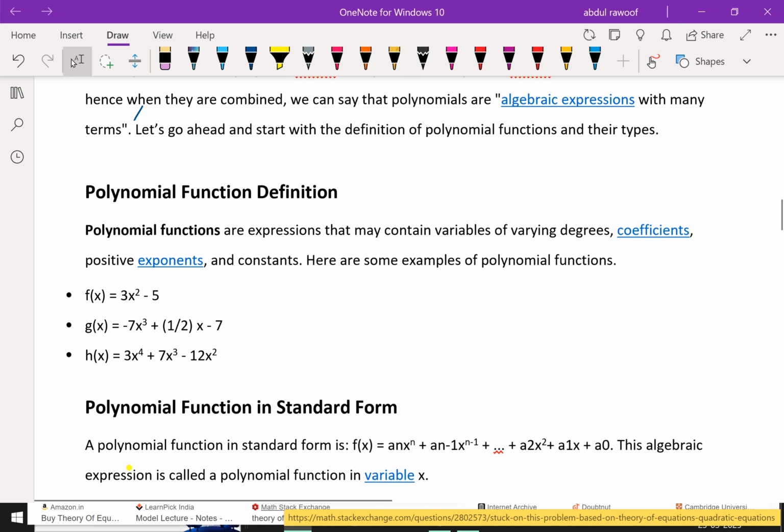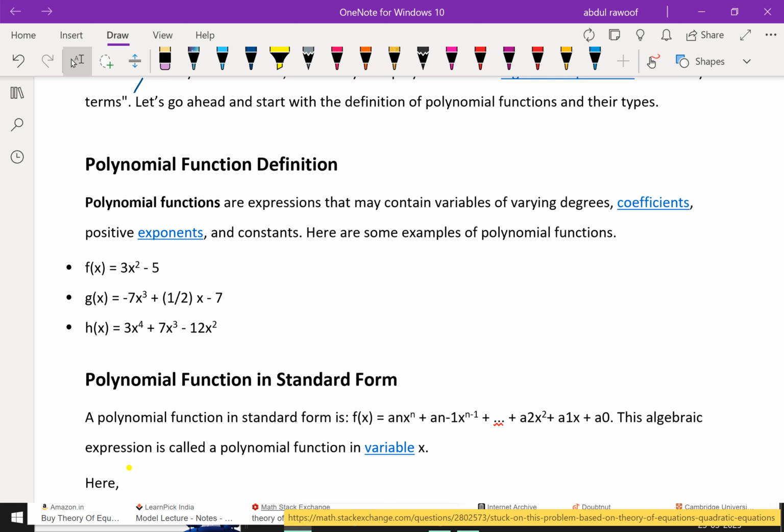Polynomial functions definition. Polynomial functions are expressions that may contain variables of varying degrees, coefficients of positive exponents, and constants. Here are some examples of polynomial functions. Look at here. Here f of x equal to 3x squared minus 5. Here the two terms are there, 3x squared and minus 5, and 2 is the degree because the highest power of that variable, 2, is the degree. And the coefficient of the highest degree term is 3 and constant is minus 5.